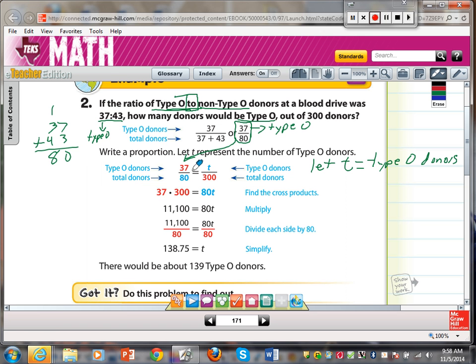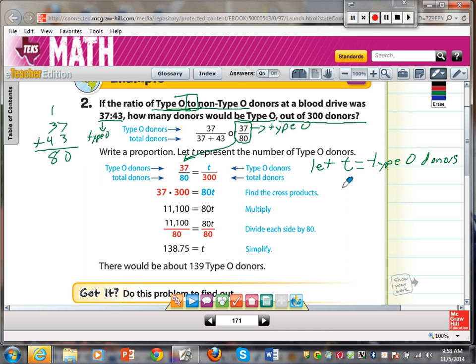So this is what they gave us. They want to know how many donors would be type O out of 300 donors. So that's how you know that since we put the total donors on the bottom, you have to put total donors on the bottom. So type O donors over total donors. And now you can use the cross product here to multiply. Let me go ahead and do it over here on the side.